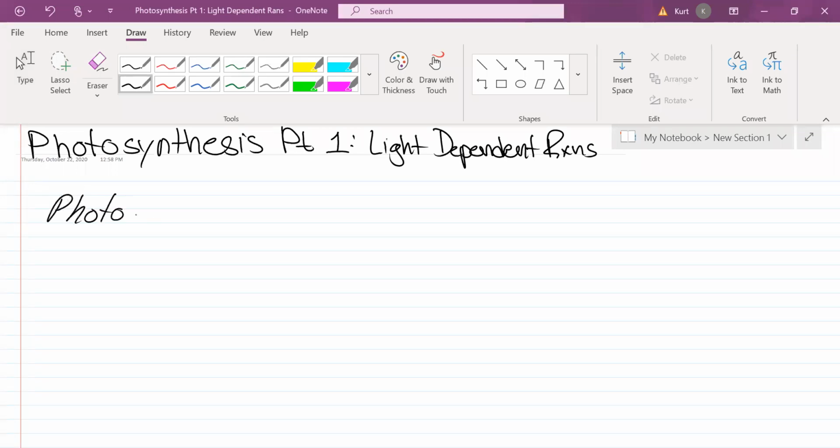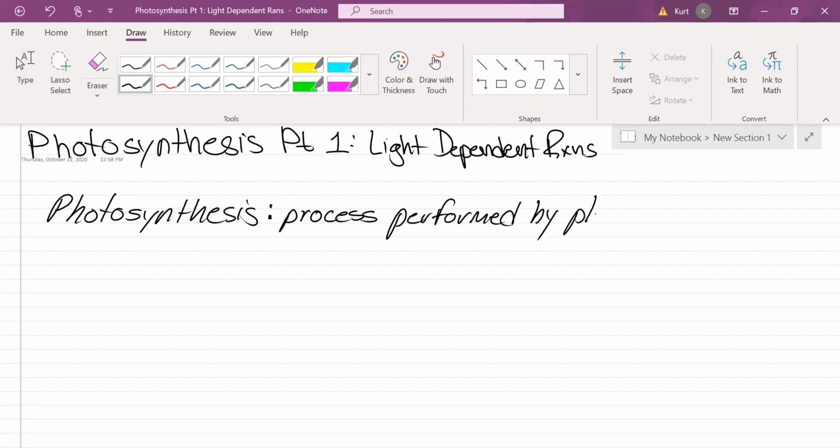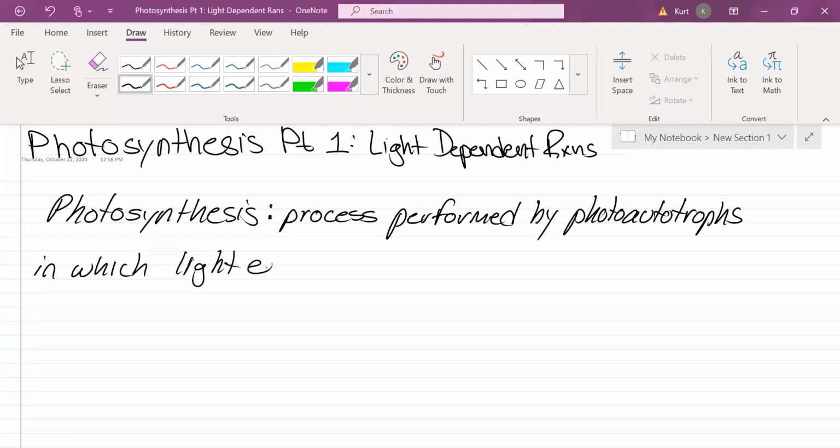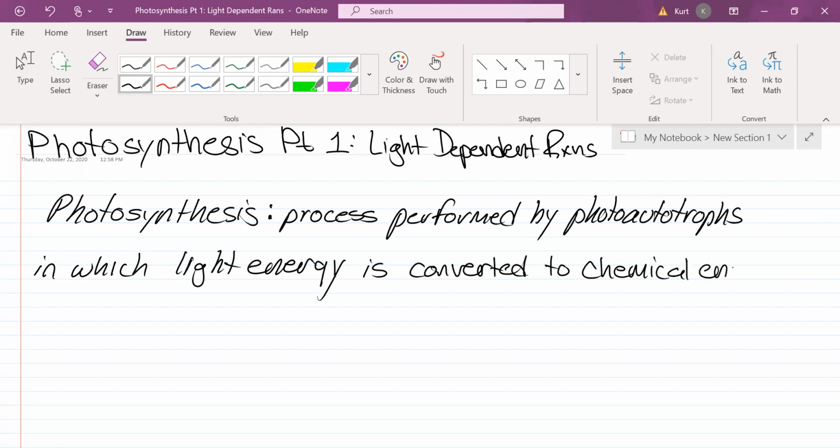So, photosynthesis. This is a process performed by what we call photoautotrophs, in which light energy is converted to chemical energy. And that chemical energy is in the form of sugar.